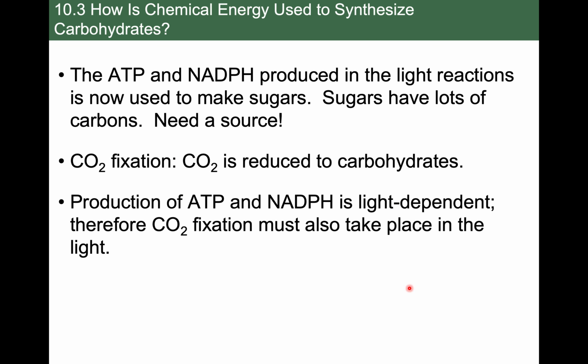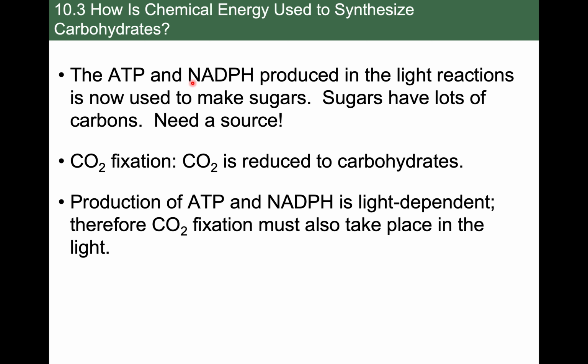Now, what do we do with ATP and NADPH? Well, hopefully you remember the main point of photosynthesis was to produce sugar. And building a sugar is anabolic. That's a reaction that requires energy. It's got a positive delta G. So we're going to use these energy-rich molecules, ATP and NADPH, to provide the energy source to allow us to build those sugars.